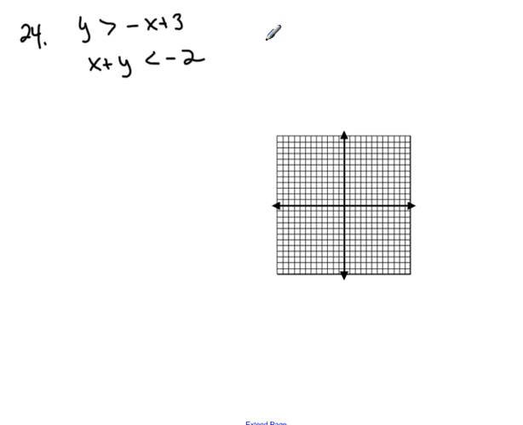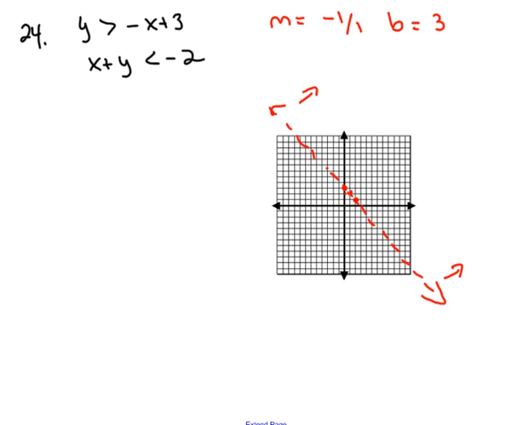Okay, 24. Top equation is already solved for y, so the slope is negative 1, the intercept is 3, so I'm going to start at the point 0, 3, 1, 2, 3, up one more, and then down 1, right 1. And no equal sign, so dotted line through those points. And it says greater than, so I will shade above the line.